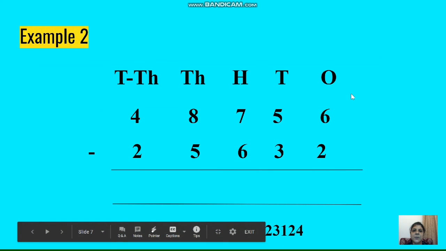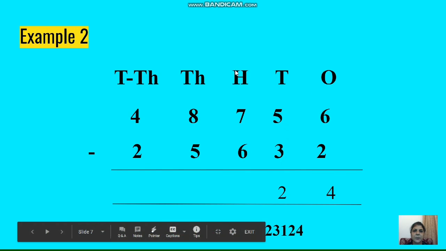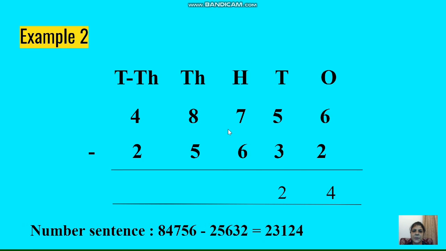Now let us take another example. Again over here the arrangement has been done in columns and this time it is a 5-digit number. So we will be arranging it and subtracting. Now see, first we will do the ones column. 6 minus 2, we get the result as 4. Then the tens column, 5 tens minus 3 tens, we get 2. Then we move to the hundreds column. 7 minus 6, we get the result as 1. Then we move to the thousands column. 8 minus 5 is 3. And then we move to 10,000s. 4 minus 2 is 2. So we get the difference as 23124.